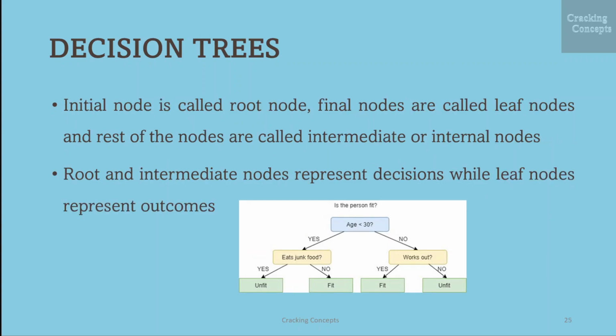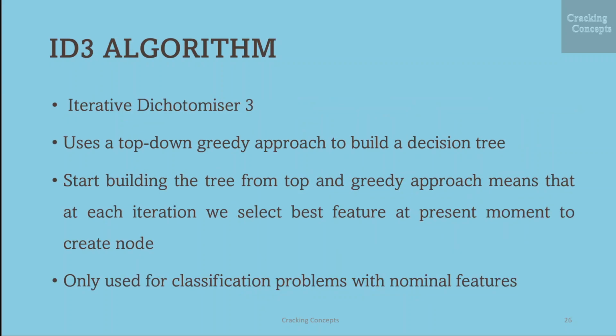The initial node here is called the root node, which is colored in blue. The final nodes are called leaf nodes, which are colored in green, and the rest of the nodes are called intermediate or internal nodes, which are colored in yellow. The root and intermediate nodes represent the decisions, while the leaf nodes represent the outcomes.